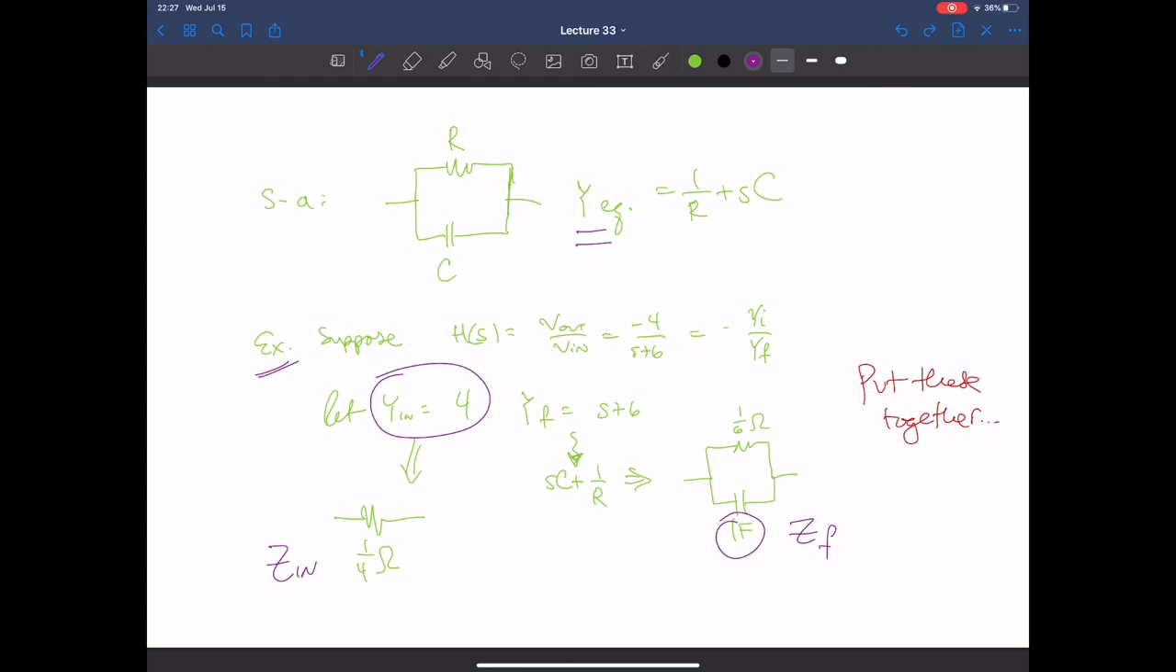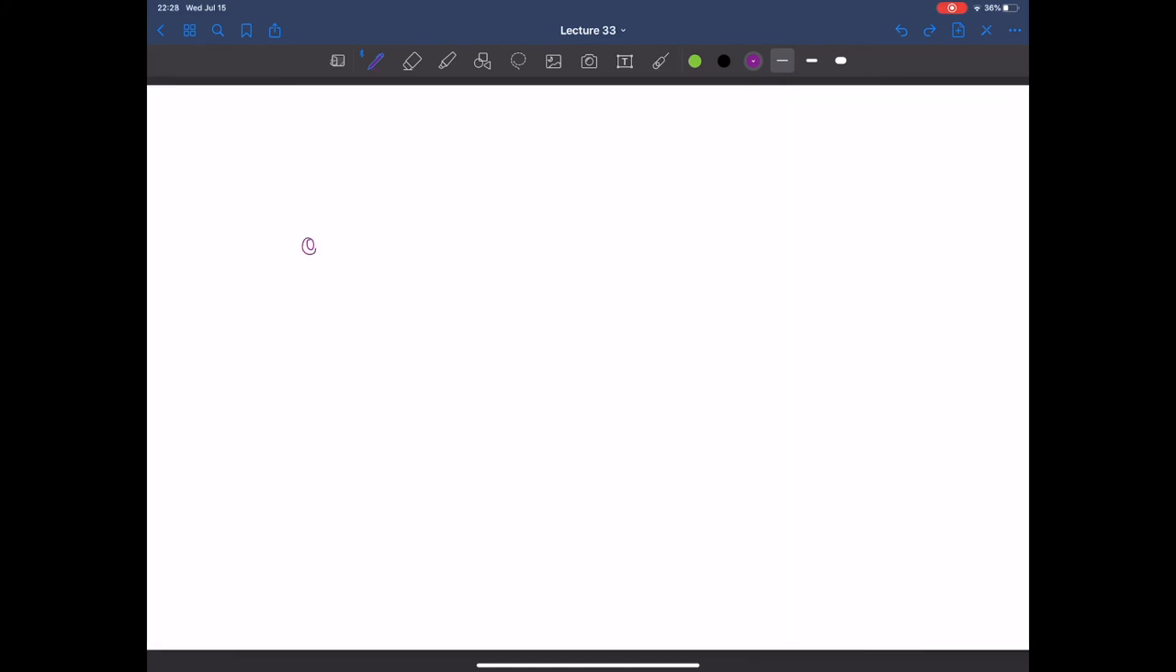Okay, so that should make some sense. If we put these two things together, then we should be able to render out a circuit which has the transfer function that is negative 4 over S plus 6, because we know that our rules for op amps follow that logic. So if we plug these things into the op amp, we have the following, Vn, right? And then our Ri is equal to 1/4 ohm. And then up here in the feedback part, we have 1/6 ohm for our Rf.